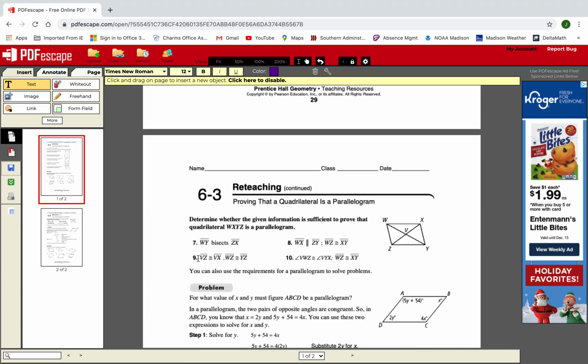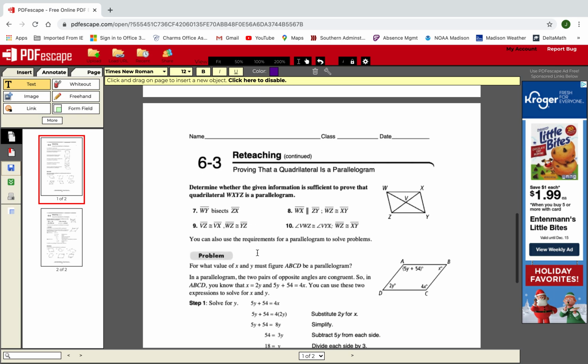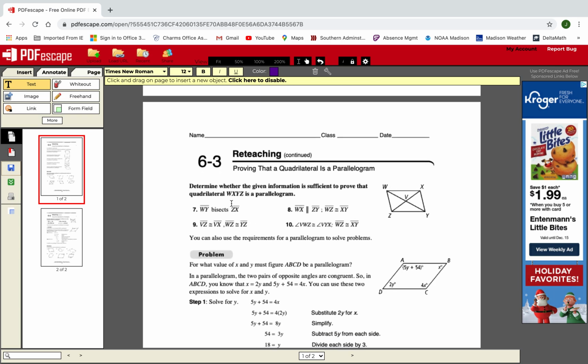So 7 through 10 says determine whether the given information is sufficient to prove that the quadrilateral is a parallelogram. So on number 7, it says that YW bisects ZX. So we know that one of the diagonals is bisected, but we don't know about the other one. Okay, so this one's going to be not enough information also. So for 7, not enough info. Only one diagonal bisected, and we need them both.